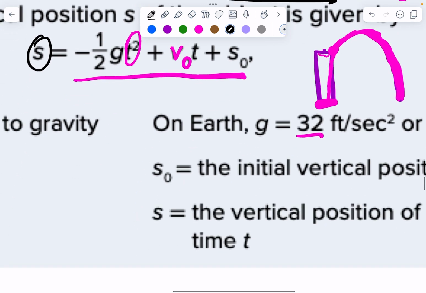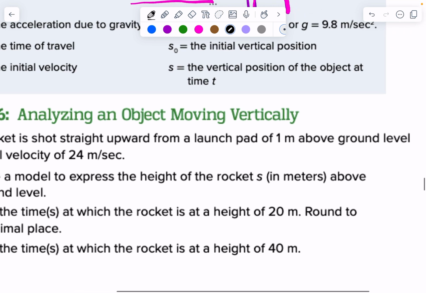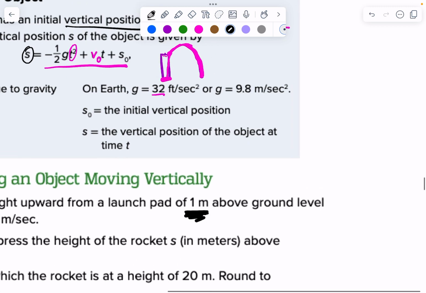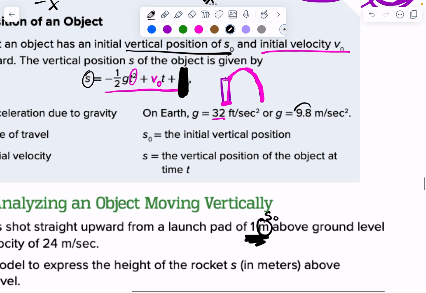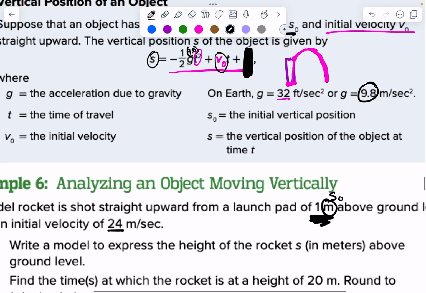All right, so we're going to plug stuff in. Let's see what we've got. A model rocket is shot straight up from a launch pad 1 meter above ground, okay? It's starting at 1 meter above ground. That is the initial height, so that's going to be my s naught. I'm going to put that in here as 1. And, okay, we're in meters, which means I'm going to use the 9.8 as the g part. Now the only other piece of information I need is v naught, the initial velocity, which is 24 meters per second.